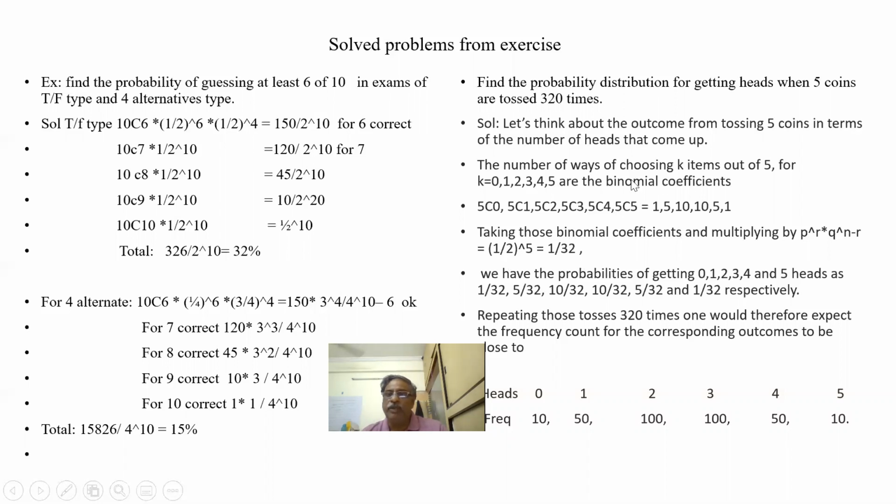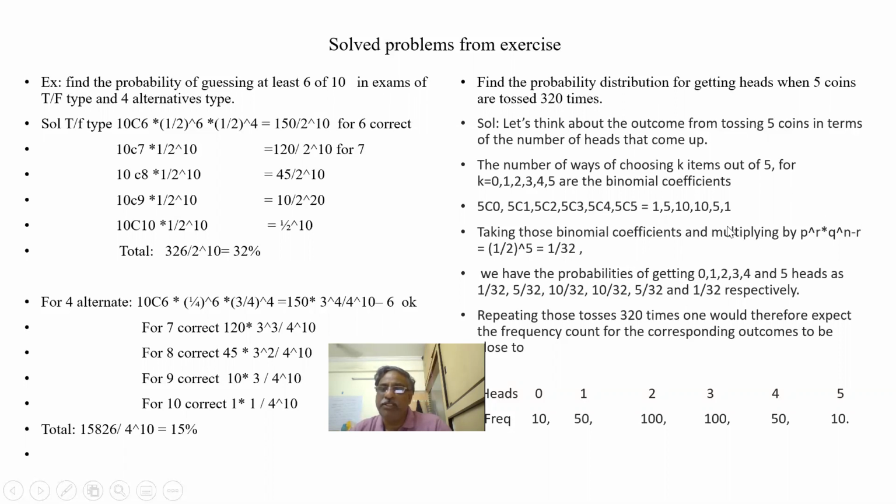Now, in how many ways can it be chosen? 0 coins can be chosen. 1 head, 2 heads, 3, 4, 5, anything can come. So 5C0, 5C1, 5C2, 5C3, 5C4, 5C5 are the number of ways this can be chosen out of these 5 coins. So this is the distribution 1, 5, 10, 10, 5, 1.